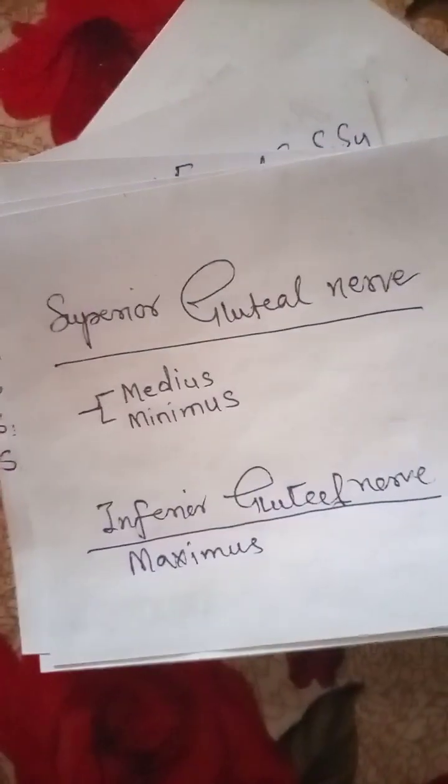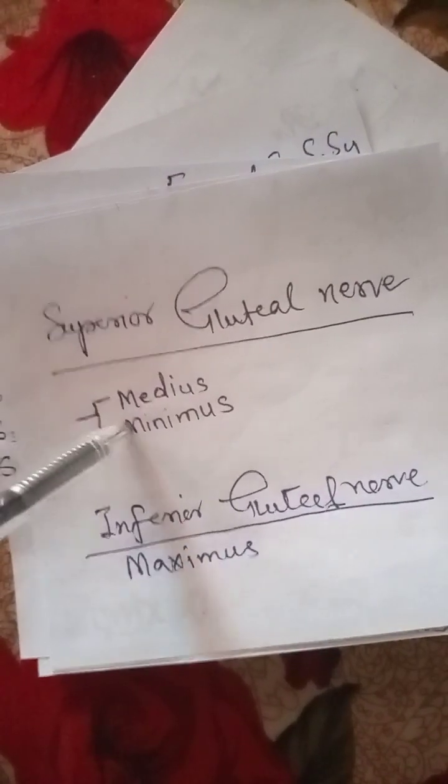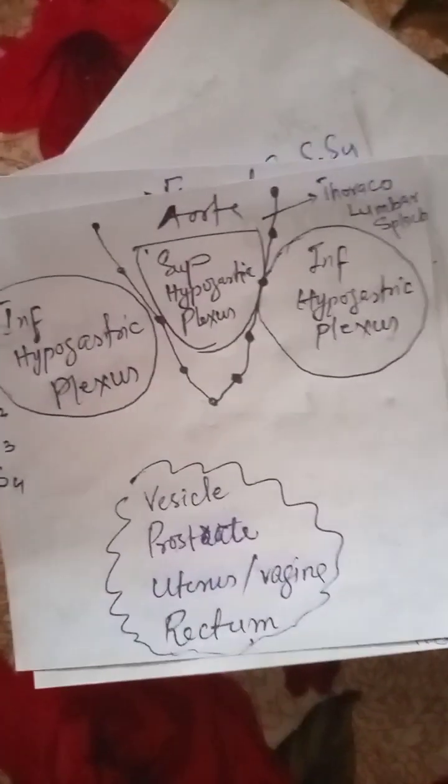Then we will be looking at the superior gluteal nerve. It supplies gluteus medius and minimus, while inferior gluteal nerve supplies gluteus maximus. So in this way, these nerves innervate different muscles.